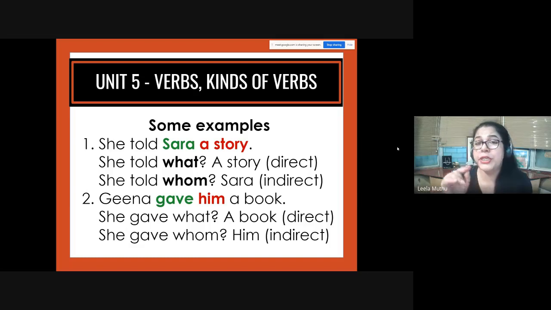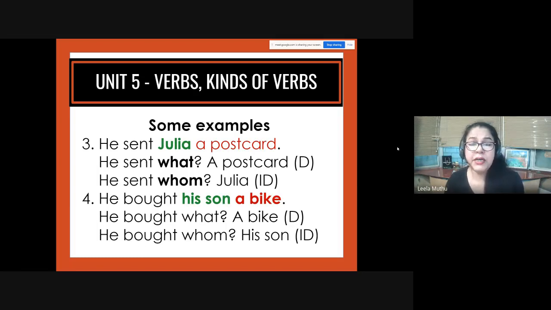Like I told you, an object can be a noun or it can be a pronoun. Okay? He sent Julia a postcard. He is the doer of the action, the subject. Sent is the verb. He sent what? A postcard. Direct object. He sent whom the postcard, or he sent the postcard to whom? Julia is the indirect object, which is receiving the direct object.